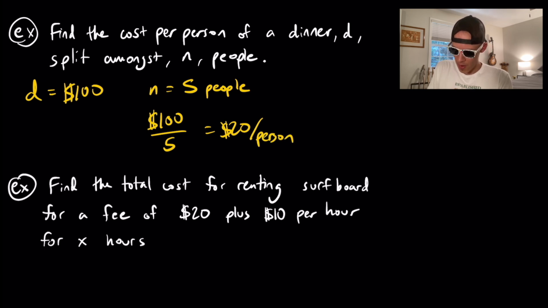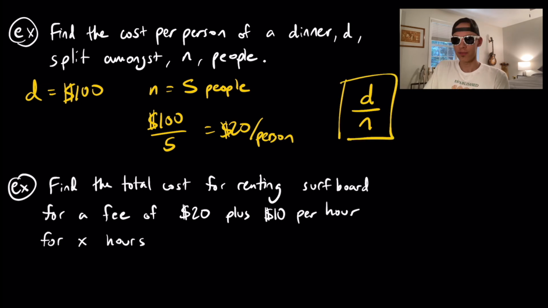So again, if I go back and I plug back in D and N, where I put those numbers to start, the 100 and the 5, I would get D divided by N. So whatever the cost of the dinner is, and however many people are there, if we use this expression, we will get the cost that each person has to pay for the dinner.